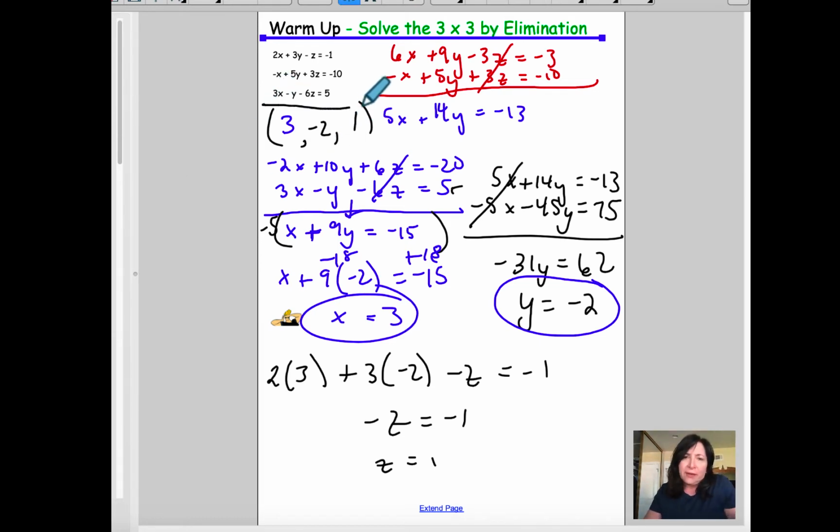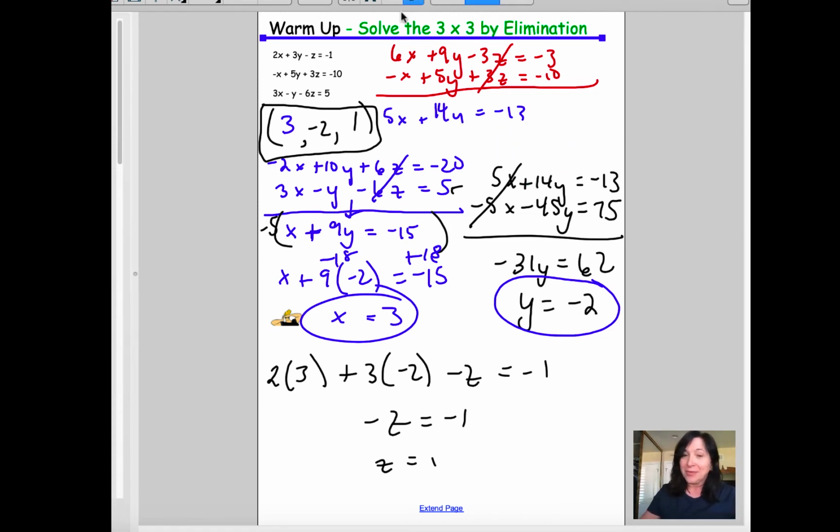But of course, definitely you should check your answer. Don't plug it in the same one that you just solved to find z, right? The same one you used to find z. Use a different one. So I'll use the top equation. It says 2 times x. So 2 times 3 plus 3 times negative 2, subtract z. Oh, I just used that. I just said not to use that. Okay, sorry about that. Let me use a different equation.